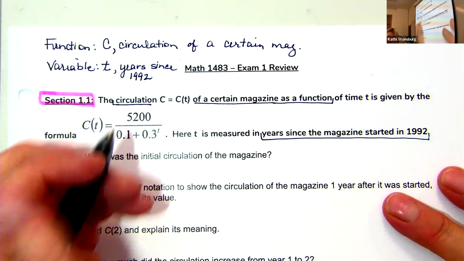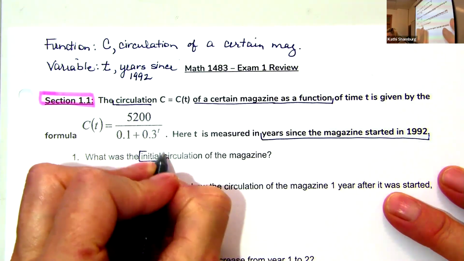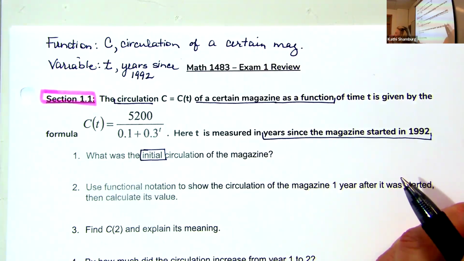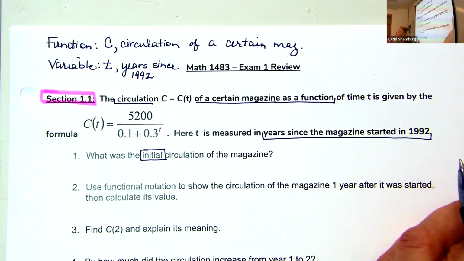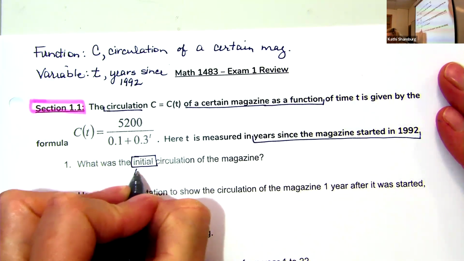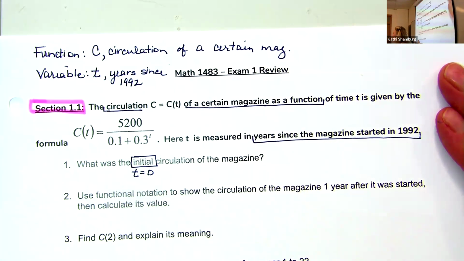All right, what was the initial circulation? So when you're calculating the start of something, the refrigerator temperature, the initial, what is it telling me to do? The variable will be 0. So because it says initial, then we know T equals 0. So this tells us the circulation of the magazine in 1992 at the start of this.